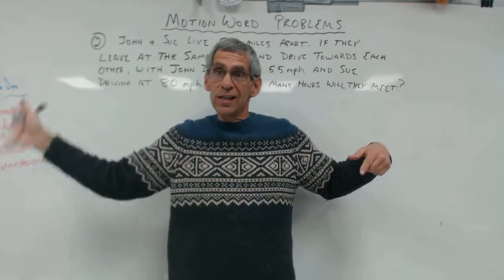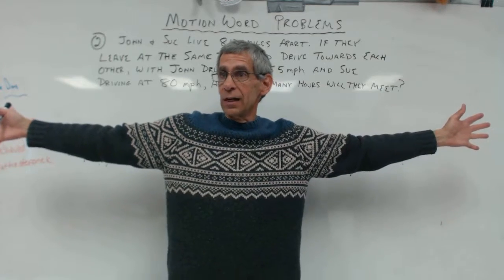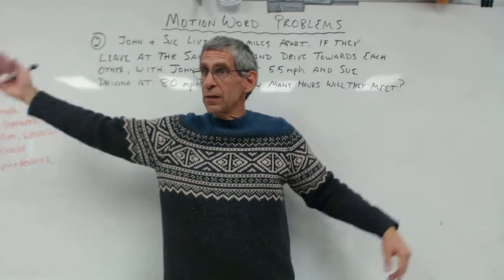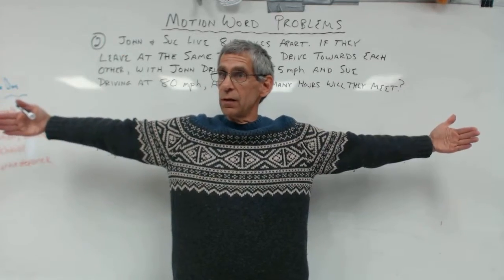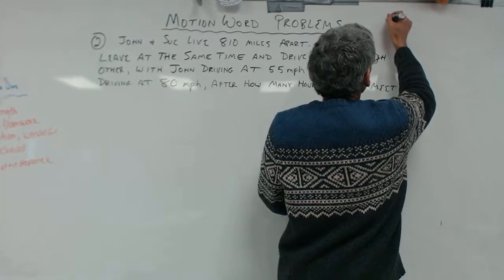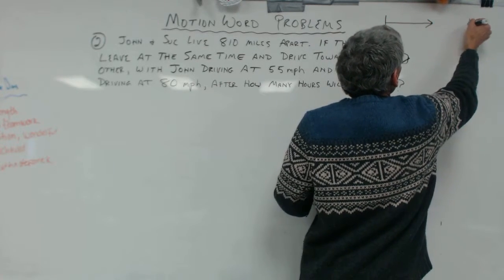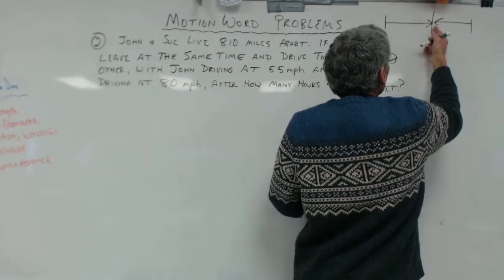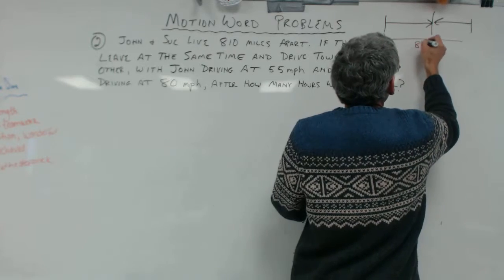It's the same thing because this distance plus this distance is going to equal the total distance. Does that make sense? This distance plus this distance has got to equal the total distance. Do you agree with me? So it's D1 plus D2, right? In this case, they're starting here and here. They're driving towards each other. And when they meet, they will have gone 810 miles.